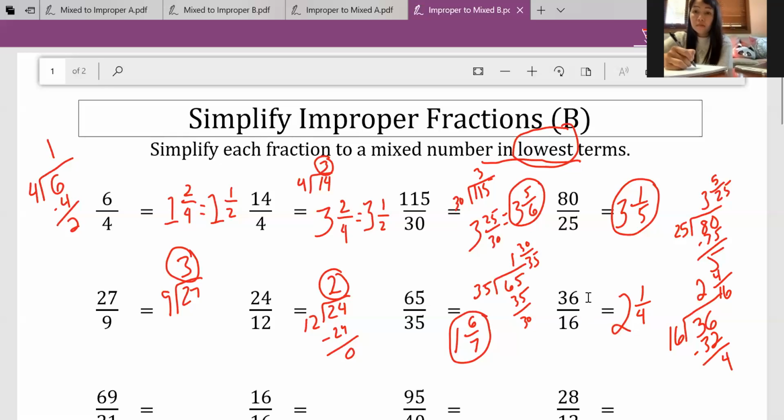So you could say 36 over 16 is really 2.25. 2.25. Let's scroll down and look at a few more of these.